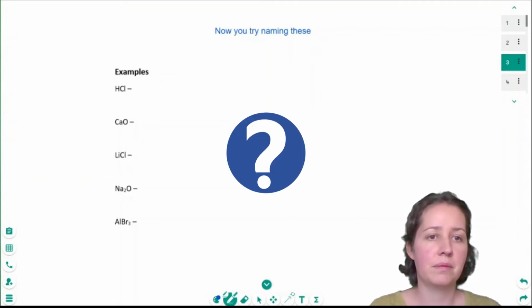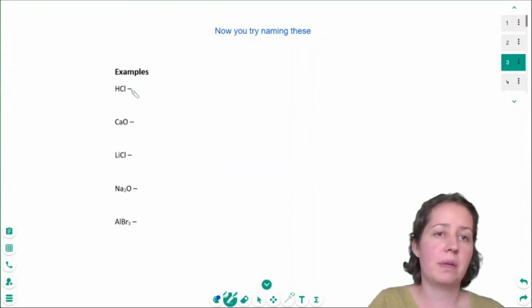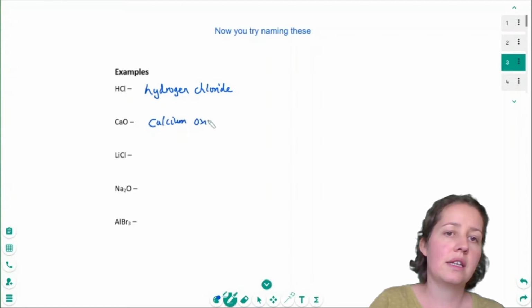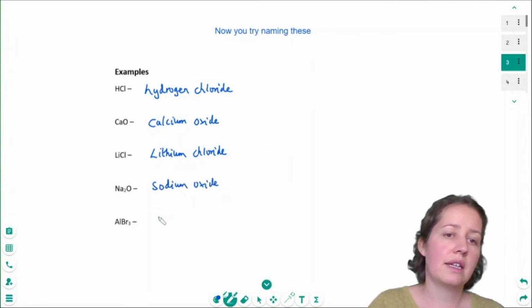Pause now. Let's have a look at what the answers should be. We should have hydrogen chloride. We should have calcium oxide, lithium chloride, sodium oxide, ignoring that too, it doesn't feature in the name, and aluminium bromide.